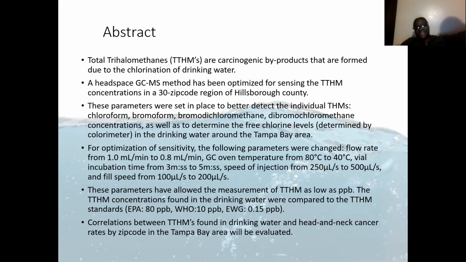In order to test these levels at the parts per billion level, we use headspace GCMS, which we did through optimizing the concentrations down to flow rate, GC oven temperature, vial incubation, speed of injection, all types of different parameters that we optimized in order to get all the way down to readable levels of parts per billion. And we did this based off of America's standard, which is 80 parts per billion.